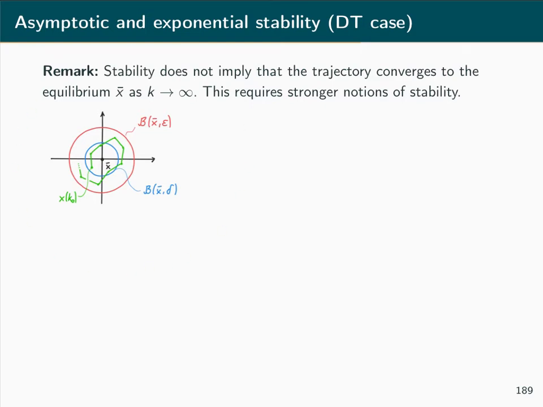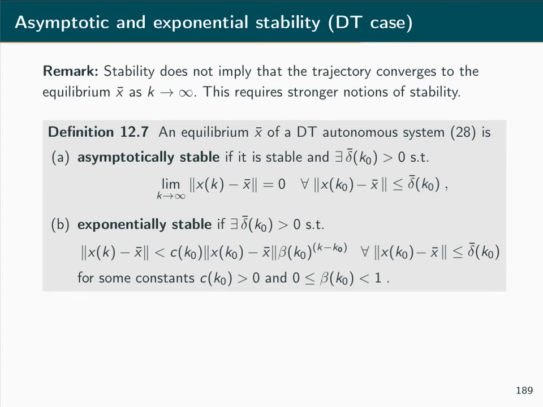In order for the system trajectory to converge to the equilibrium as time goes to infinity, we actually need stronger notions of stability. These stronger notions, called asymptotic stability and exponential stability, are specified in definition 12.7. In fact, an equilibrium x bar of a discrete-time autonomous system is called (a) asymptotically stable if it is stable and in addition there exists a delta bar such that the limit as time goes to infinity of the norm of the difference between x of k and x bar is equal to 0, which means that the state x of k converges to x bar, and that must hold for all initial conditions x of k naught that are within a delta bar ball of x bar.